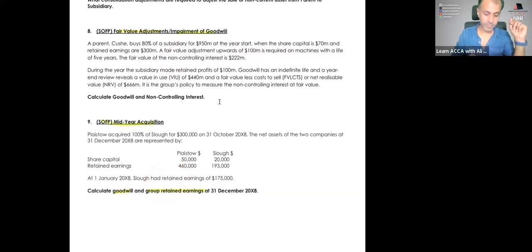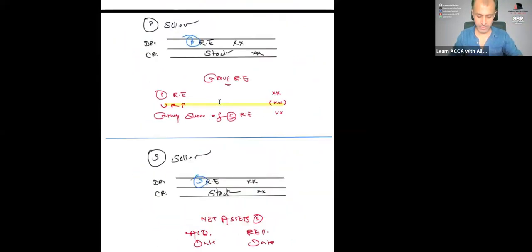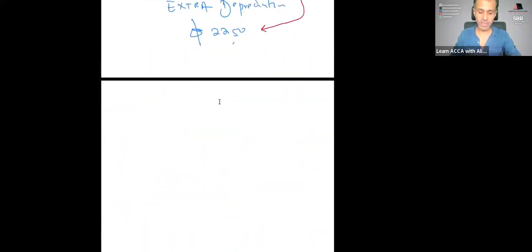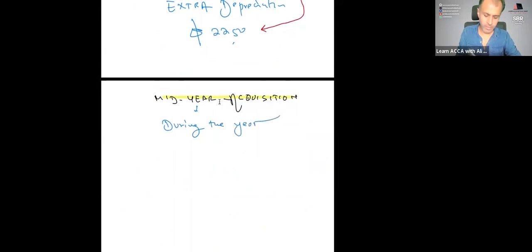Mid-year acquisition. Now, what is it? Mid-year acquisition, as the name suggests, is mid-year. What does that mean, mid-year? And what effect will this have on our consolidation? Mid-year means during the year, at any time.